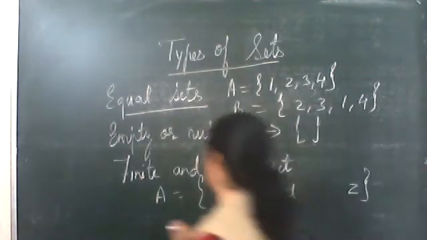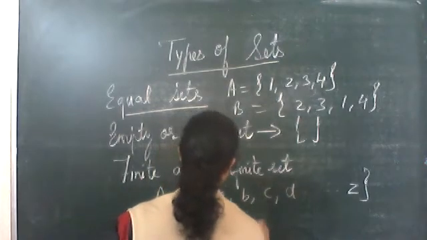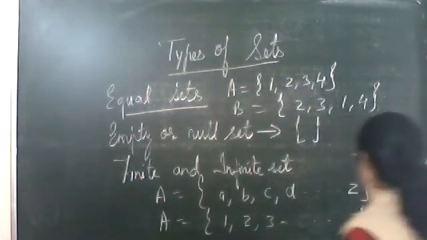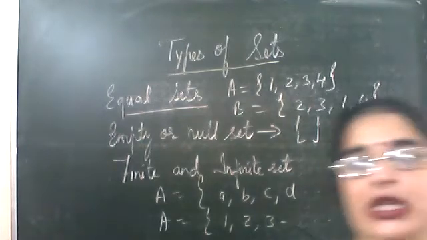Now an infinite set means, suppose A is a set containing elements 1, 2, 3 up to dot dot dot. Nothing is specified. Nothing is specified means what?